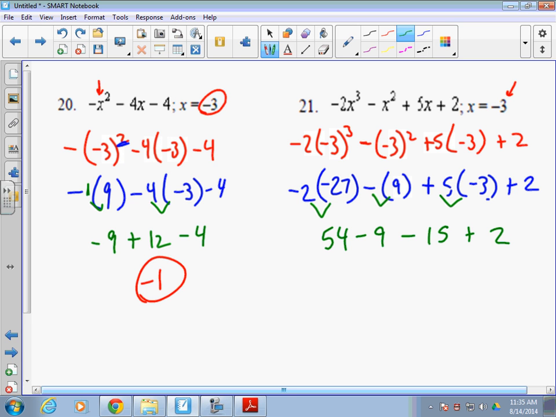And then finish up with your addition and subtraction step. 54 minus 9 is going to be 45. 45 minus 15 is going to be 30, and 30 plus 2 is going to be 32. Or you can do it this way and just say 54 minus 9 will be 45, and do negative 15 plus 2, which is going to give you negative 13, and then put these two together in order to get 32. It's your simplified answer.